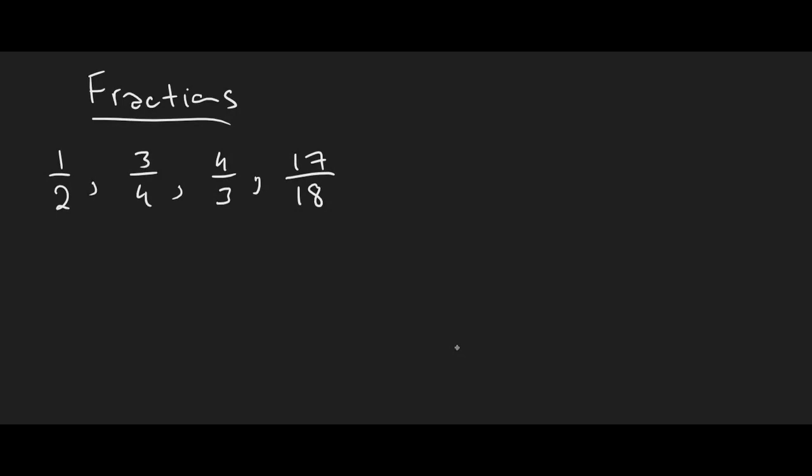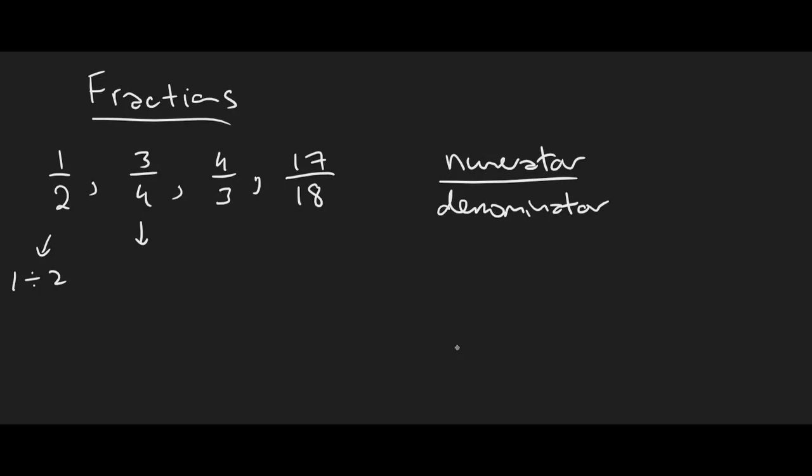And the number on the top is called the numerator, and the number on the bottom is called the denominator. And what the line in the middle actually means is divides. So 1 over 2 is the same as 1 divided by 2. And 3 over 4 is the same as 3 divided by 4. 4 over 3 is 4 divided by 3, and 17 over 18 is 17 divided by 18.